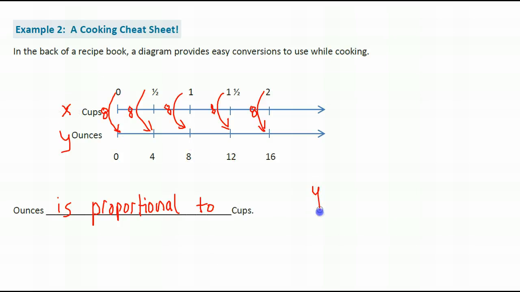I would have y equals 8 times x. So the number of ounces equals 8 times the number of cups. So like the number of ounces, if I had, let's say, 3 cups, how many ounces do I have? The number of ounces would be 24. 24 ounces for 3 cups.